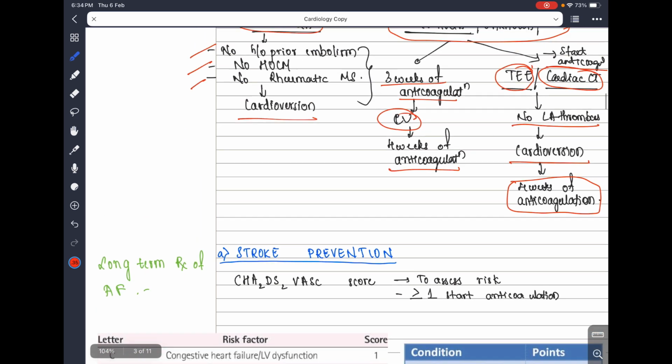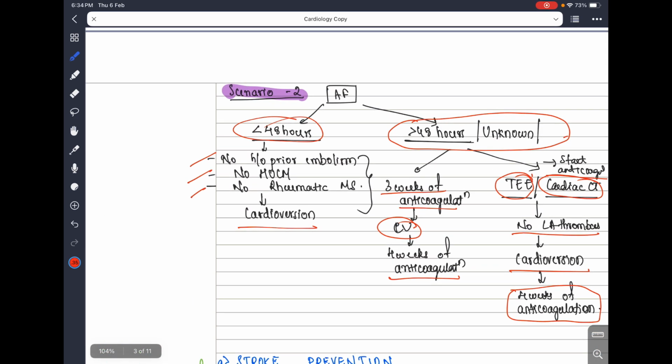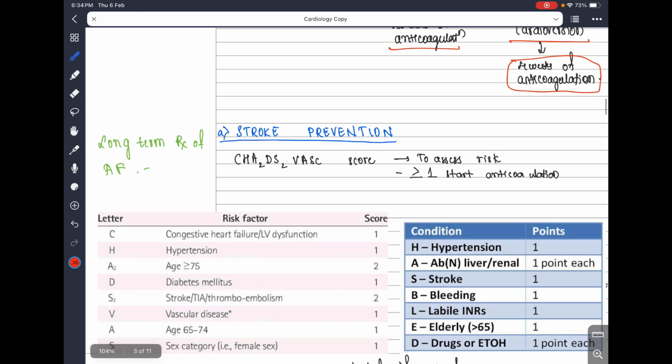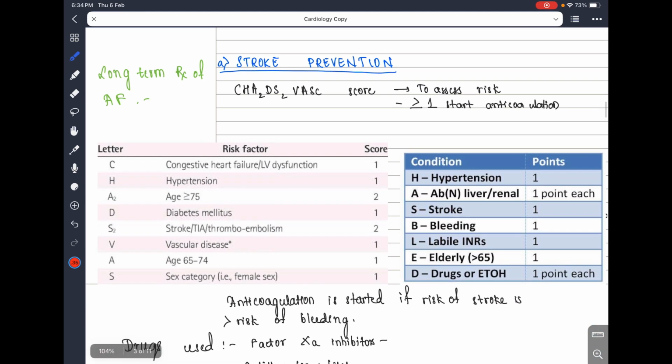Now, what I discussed was the acute treatment of atrial fibrillation. After the acute treatment is done, what is the long-term treatment? The important thing that still remains is that you will have to prevent stroke. How do you assess? You give 4 weeks of anticoagulant. After 4 weeks of anticoagulation, you still have to decide whether you should stop anticoagulation or continue the patient on anticoagulation. This is assessed with the help of the CHA2DS2-VASc score.